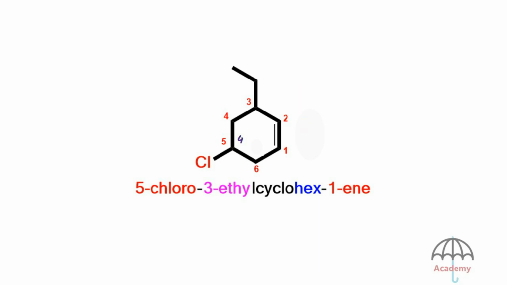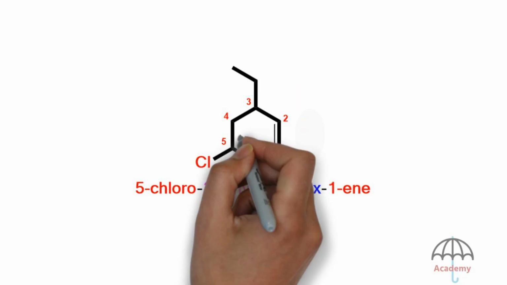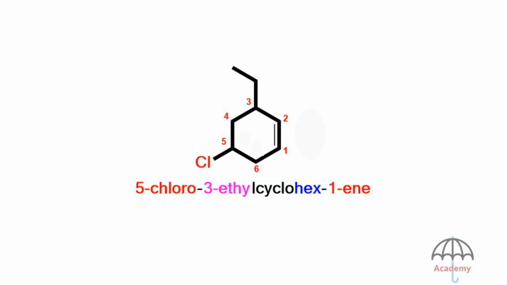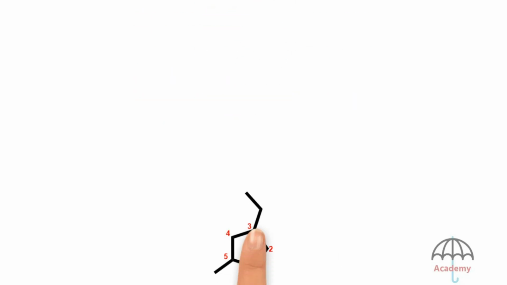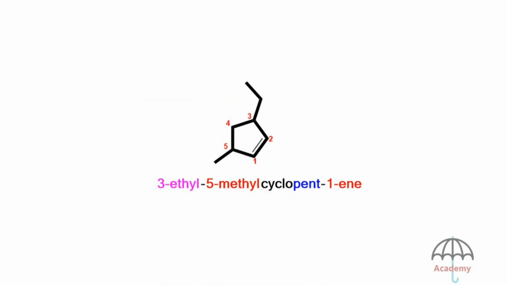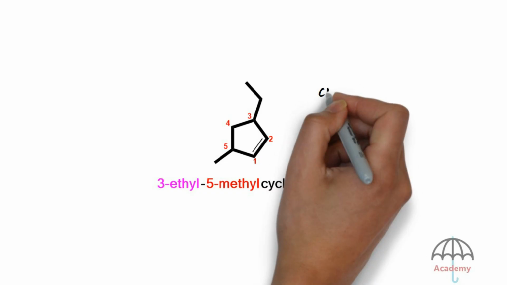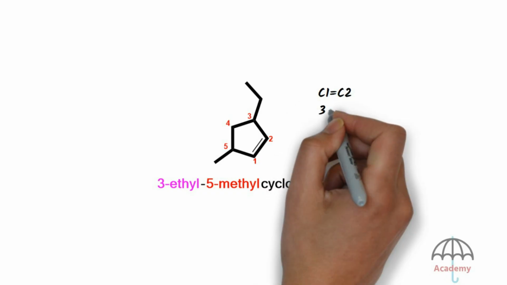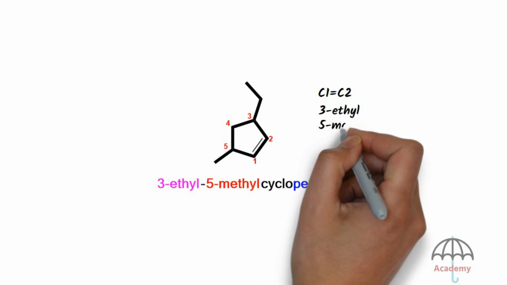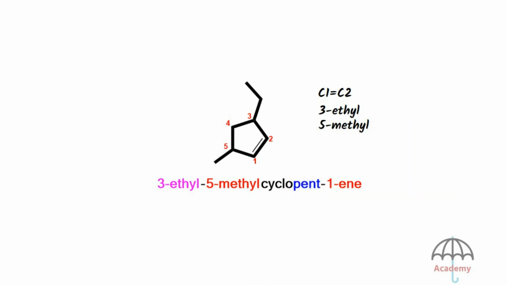Putting the substituents in alphabetical order, the name is 5-chloro-3-ethylcyclohex-1-ene. This is an important example. As per the numbering shown here, double bond is correctly between C1 and C2. At C3 we have ethyl and C5 we have methyl. The sum of locant is 8.